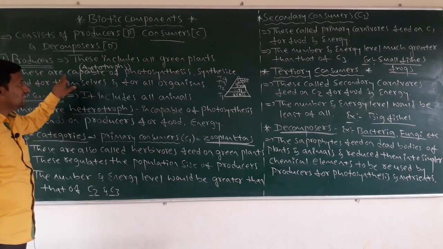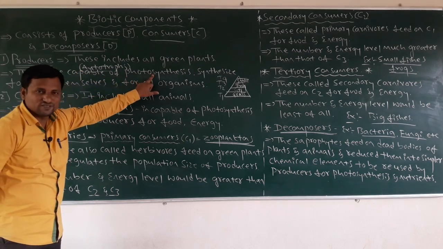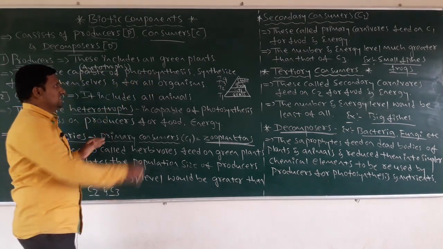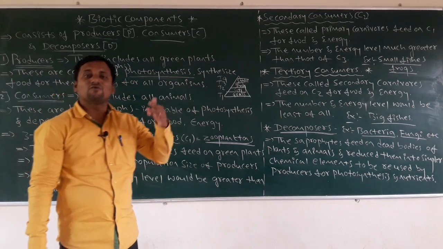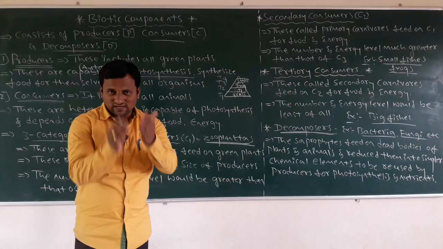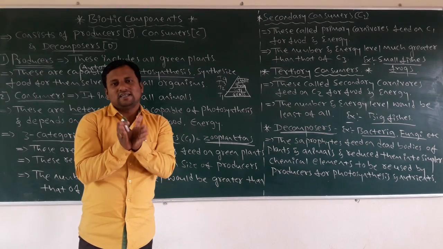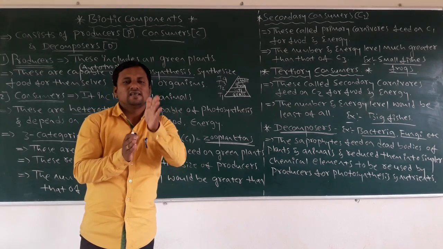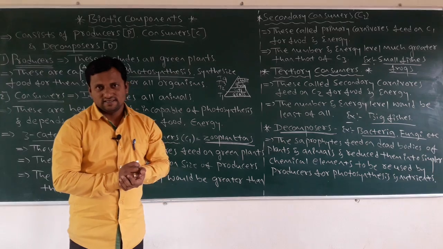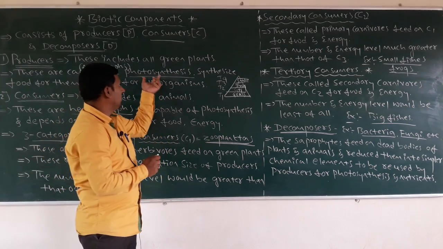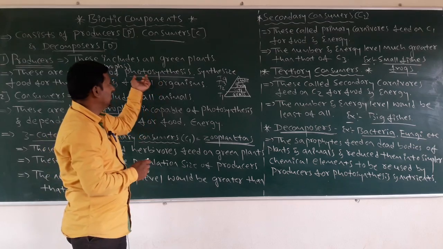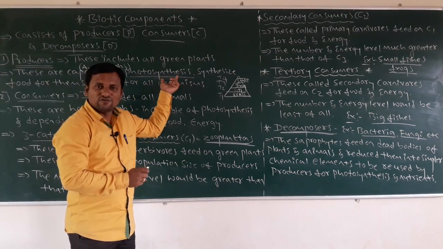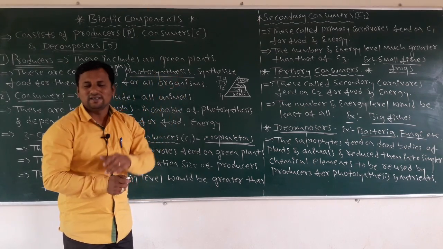Autotrophs means they are capable of photosynthesis. In the presence of sunlight, they prepare their own food. It takes place only in the presence of sunlight. Sunlight plus inorganic matter, then one process happens. That process is called photosynthesis. Photo means light, synthesis means food, energy that will be synthesized.